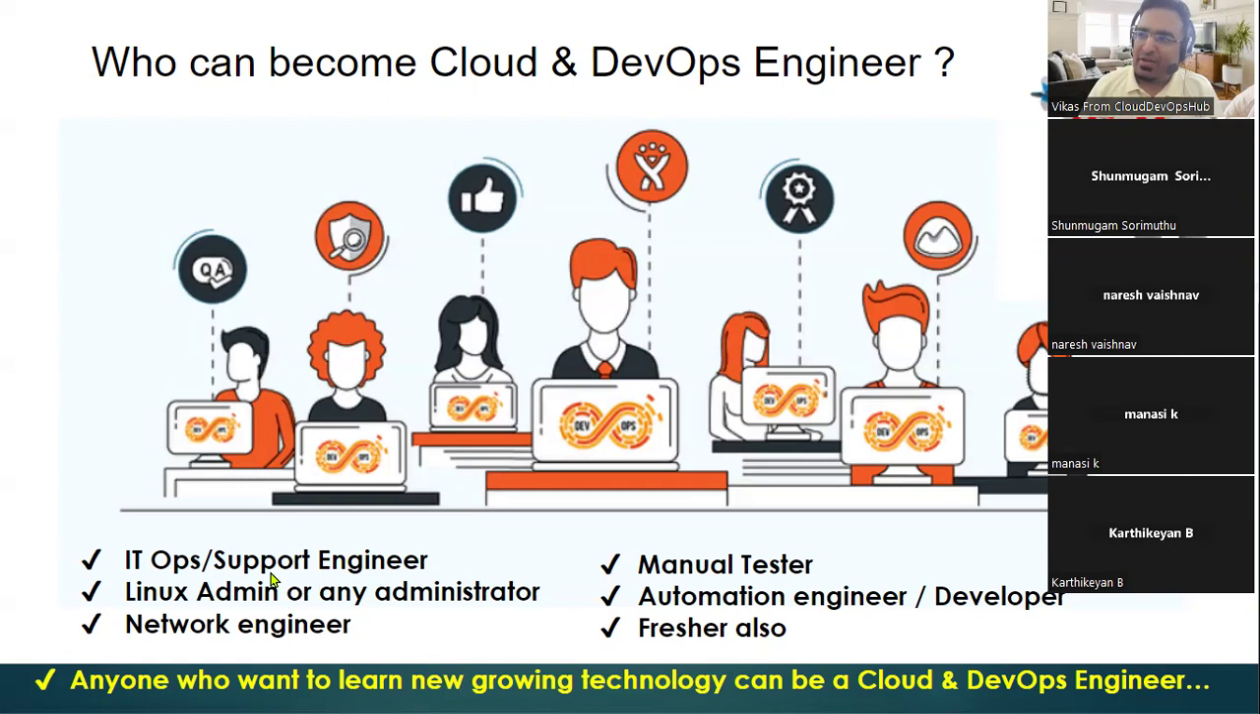Sir, you are a manual tester, which means you are already part of the development environment. Or if you are a developer, you know how to develop things, but you don't know how to do the operations. If I teach you the operations over the cloud, manual testers and developers can become a DevOps engineer.